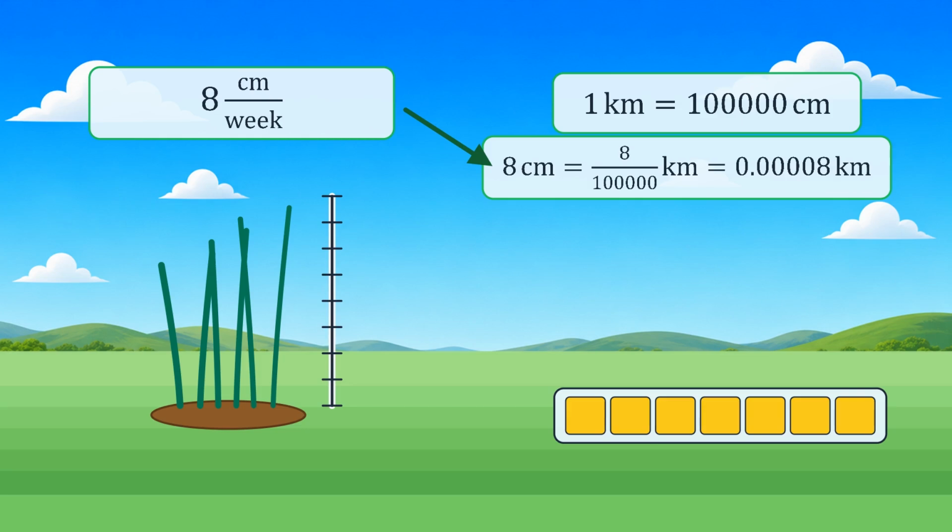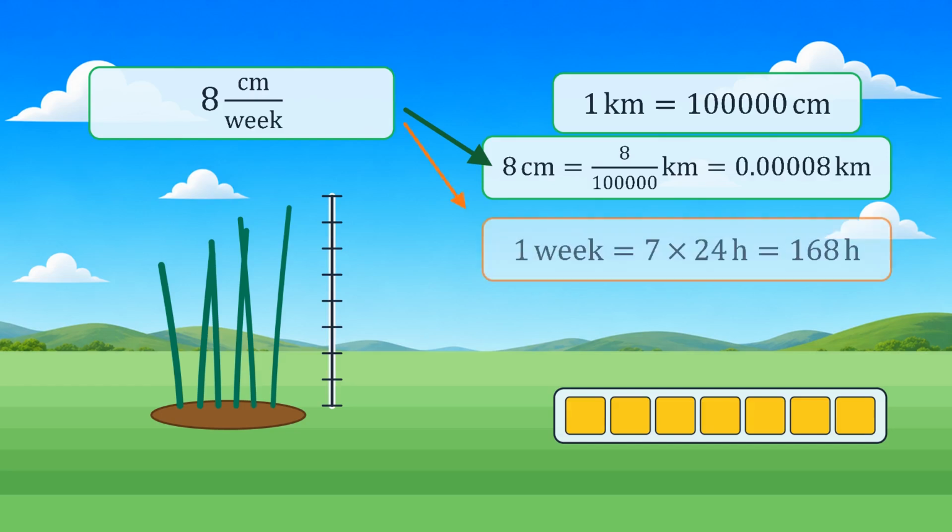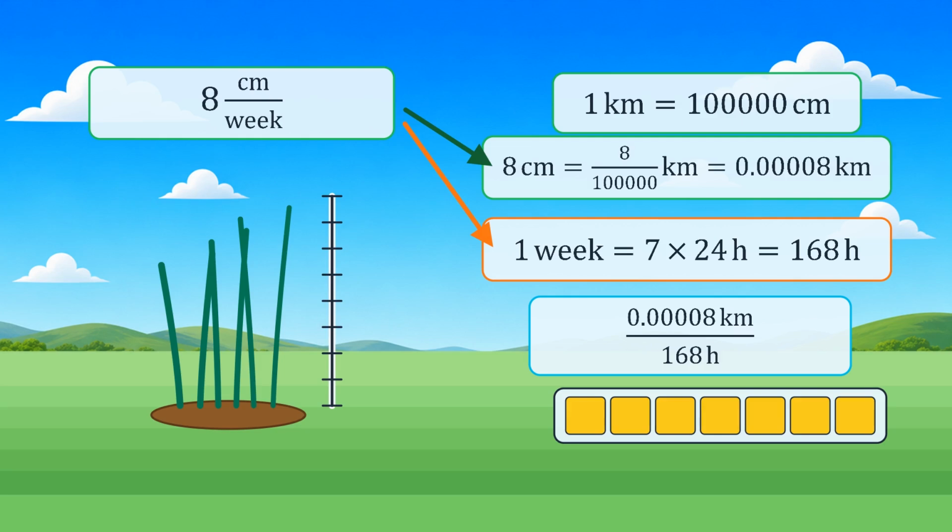1 kilometer equals 100,000 centimeters. Therefore, 8 centimeters equals 8 divided by 100,000 kilometers, which is 0.00008 kilometers. 1 week contains 7 days, and 1 day contains 24 hours. Therefore, 1 week contains 7 times 24, or 168 hours. The growth rate is therefore 0.00008 kilometers divided by 168 hours.